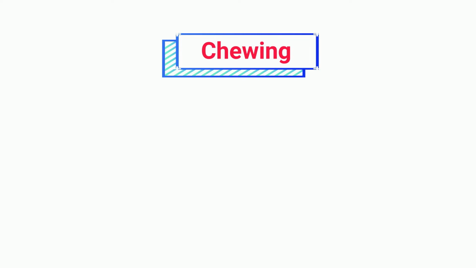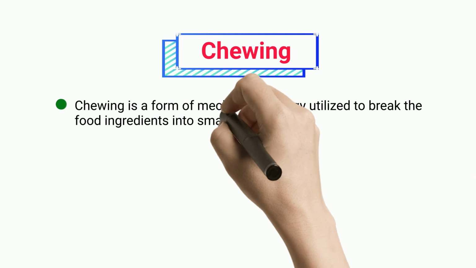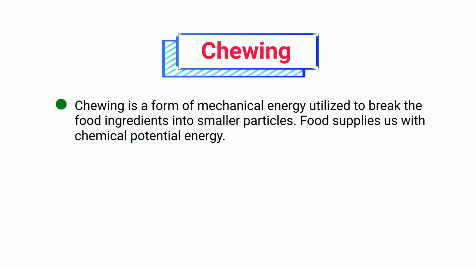Chewing. Chewing is a form of mechanical energy utilized to break the food ingredients into smaller particles. Food supplies us with chemical potential energy.